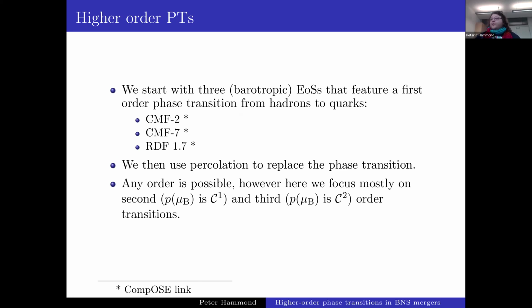To do this, we started with three equations of state, barotropic, so just density-dependent equations of state. These all have a first-order phase transition from hadrons to quarks. Two of them are based on chiral mean field methods, and one of them is a relativistic density functional. We wanted to cover more than one base, just to show that this work is a little bit more general than just using one equation of state. And then what we do is we replace the phase transition with one of higher order. In principle, we can do this with any order, but for this work, we're going to be looking mostly at second and third order phase transitions. For second order phase transitions, your pressure as a function of baryon chemical potential is C1 smooth, and for third order phase transitions, it's C2 smooth.